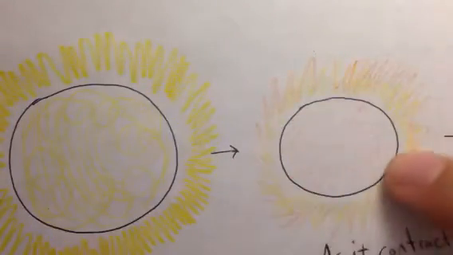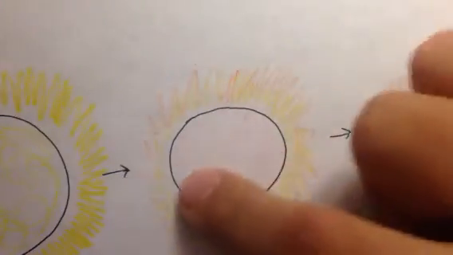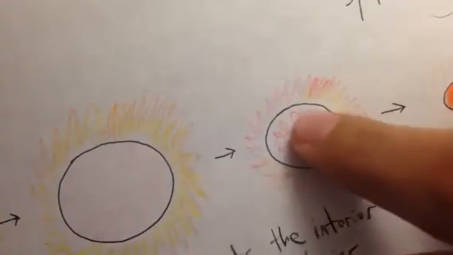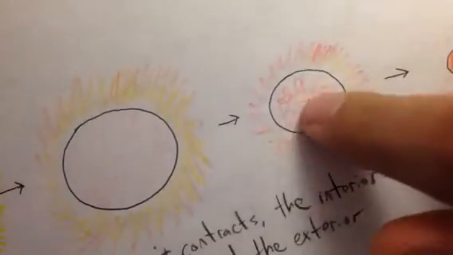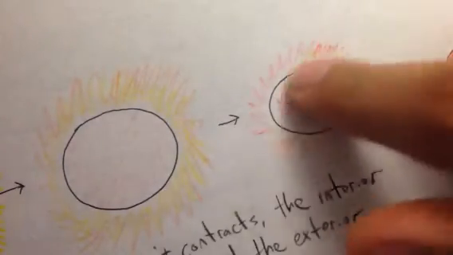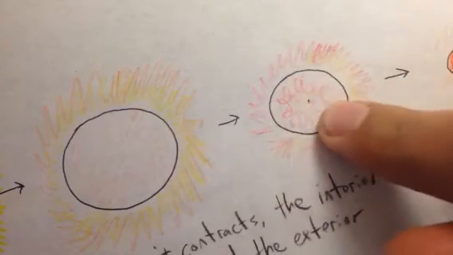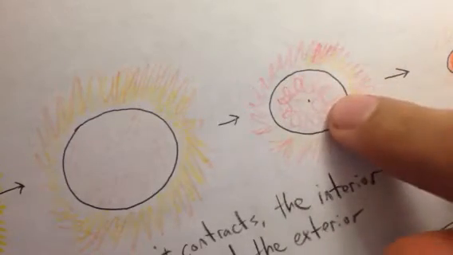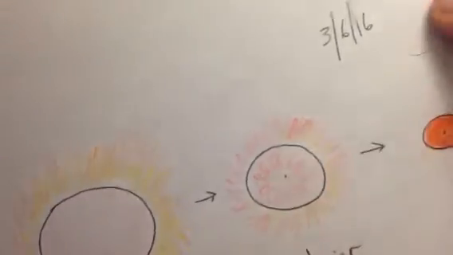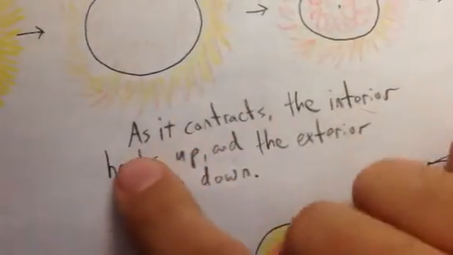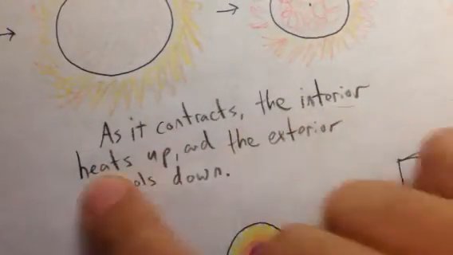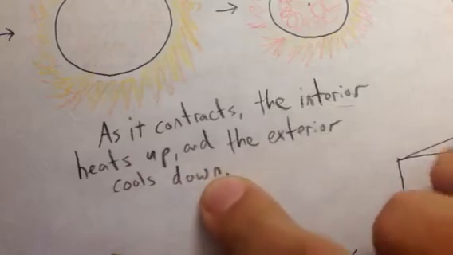But as it starts contracting, the interior will begin heating up. Eventually, when the core starts forming, then the interior heats up even more and it starts becoming fully convective in the interior and it starts to get really, really hot. And this is when the global field takes over right here because the core is starting to form. And the basic note is as it contracts, the interior heats up and the exterior cools down.